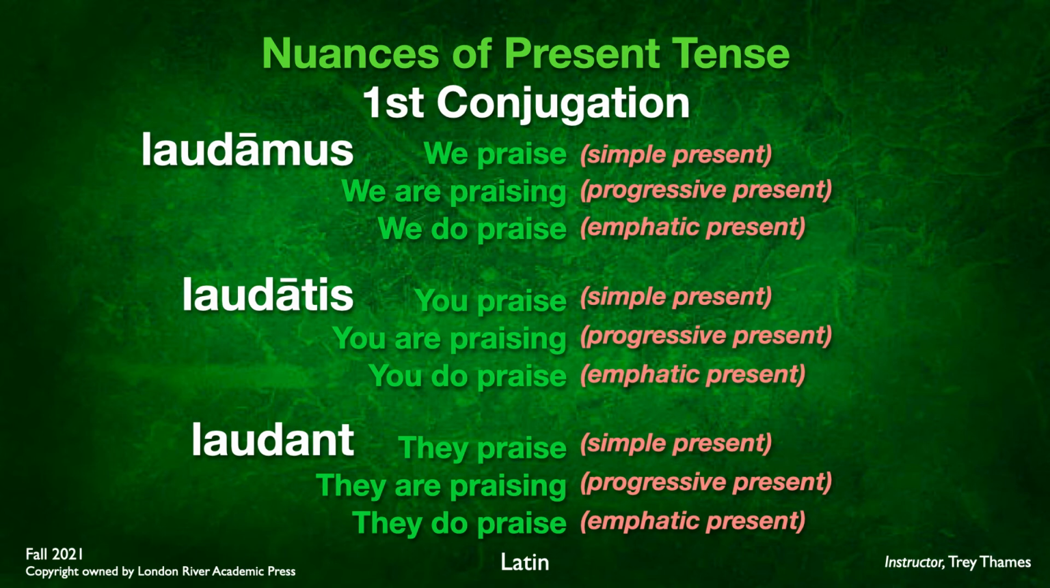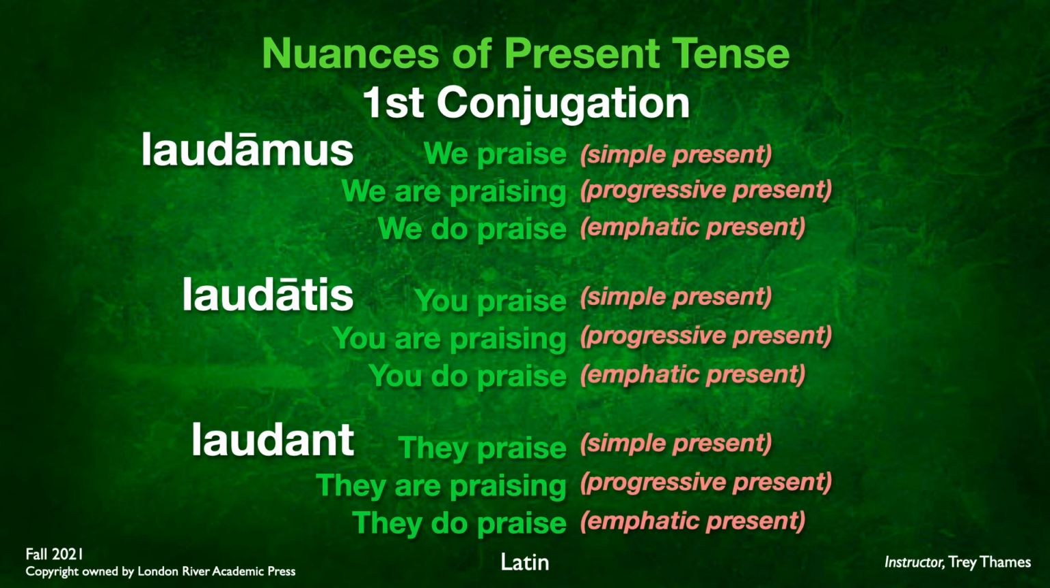If you want it just to be simple, you just translate it, we praise. If you want it to be progressive action, we are praising. And if you want to be emphatic, you can say we do praise. And that's true for first, second, and third, singular or plural. Now, that's first conjugation. And we're not going to do third and fourth and third IO right now. Those are reserved for later chapters.